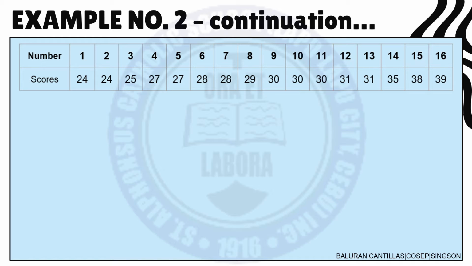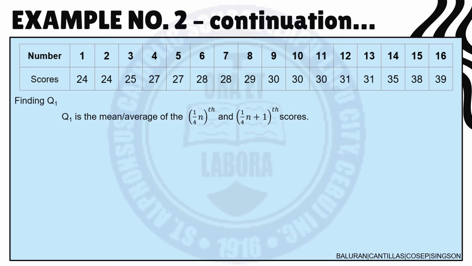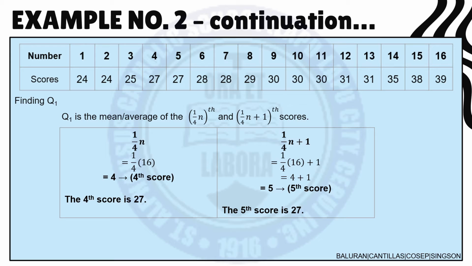So let us now begin with quartile 1. So it is the average of these two formulas. So 1/4 of n here is 16. 1/4 of 16 is 4. Then we have to locate the fourth score, which is 27.